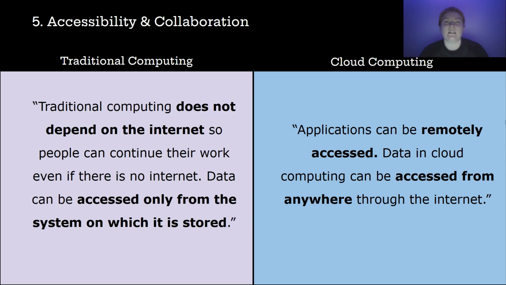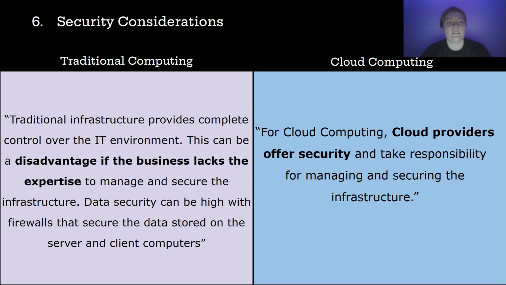For accessibility and collaboration, traditional computing does not depend on the internet. Data can also be accessed only from the system on which the data has been stored for traditional computing. Cloud computing, on the other hand, can be remotely accessed. Data in cloud computing can be accessed from anywhere through the internet, and they must have an internet connection for cloud computing.